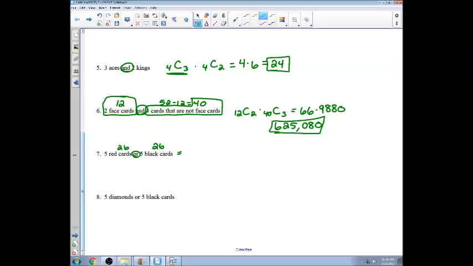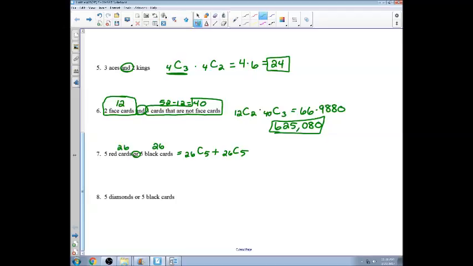But my first combination is the 26 red cards, and I need 5 of them. So I have 26 combination 5. Same thing with my black cards. I'm going to have 26 combination 5. Now the word or says I can have either 5 red cards or 5 black cards. So both situations do not have to happen. So I'm not going to multiply. What I'm going to do here is add. So when you see the word and, it is multiply. When you see the word or, you're going to add.